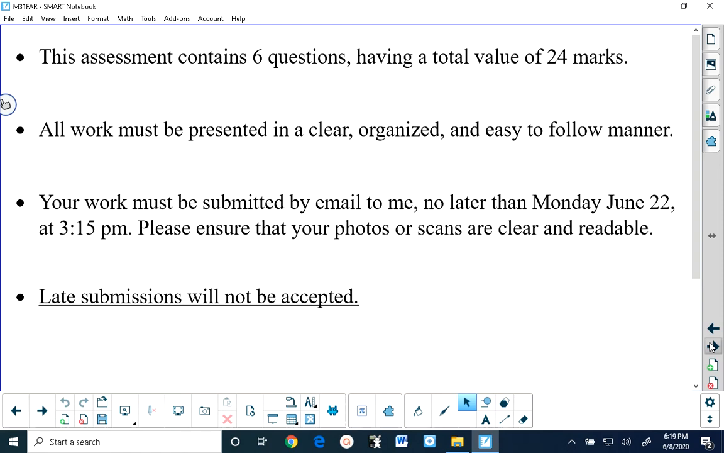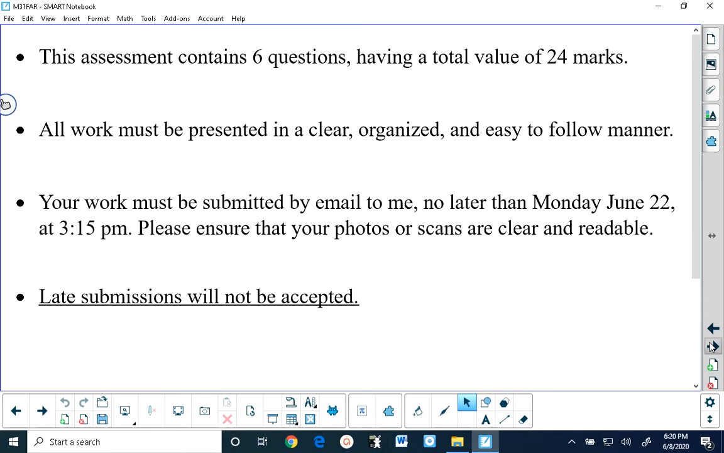Some of the questions have a part A and a part B, but every single individual question is worth 3 marks. All of the work must be presented in a clear, organized, and easy to follow manner. You know this by now in this course that I expect you to show all of your steps. Your work has to be submitted to me through email using photos or scans.